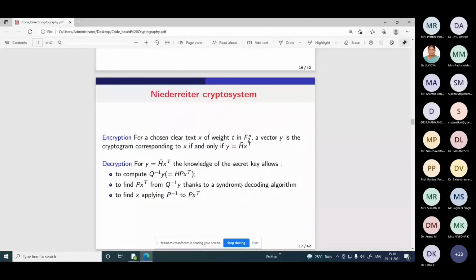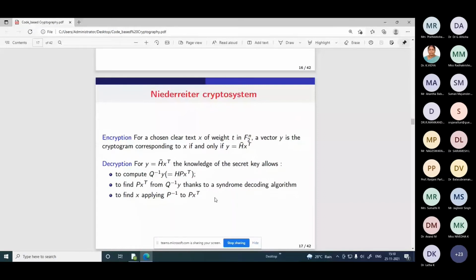So let's see the encryption process. If Alice wants to send a message to Bob, Alice will choose Bob's public key. So this H prime is nothing but Bob's public key. Here the message is converted into a vector X of weight t, and H prime times X transpose is your Y vector, right? That is the codeword that is sent through the channel. And on the receiving side, Bob, with his private key, will decode and get the message X back.